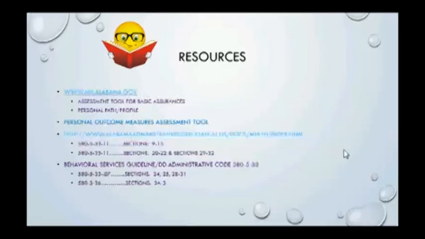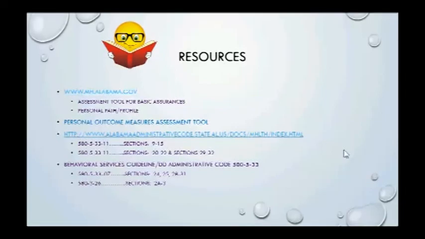So here are some resources that you can access. If you go to the department's website, which is www.mh.alabama.gov, you can find the assessment tool for basic assurances. You can also use the personal path and profile, which is a great format to use to help you meet some of these areas if that's a concern of your agency. You can also use the Personal Outcome Measures Assessment Tool, which is on our website.